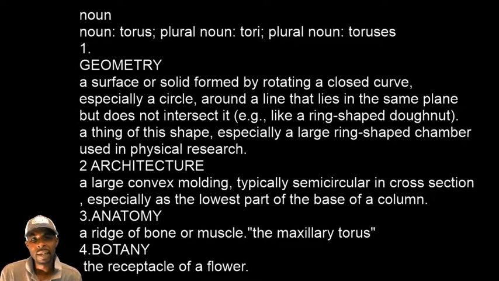So let's get to the second definition, architecture. In architecture, a torus is a large convex molding, typically semicircle in cross section, especially as the lowest part of the base of a column. All right, so you remember you saw that half ring when I said it looked like a crescent moon almost? So that must be the half-shaped circle they're talking about, the half circle, right?